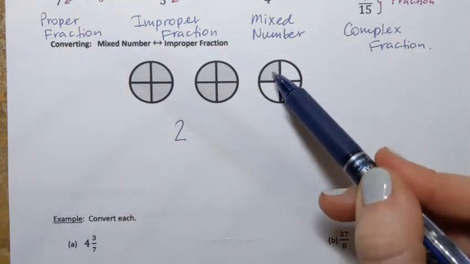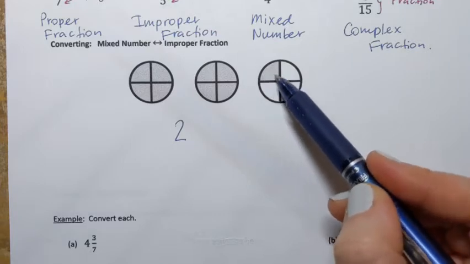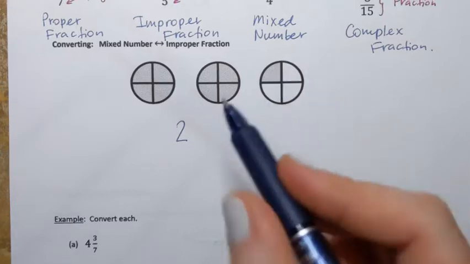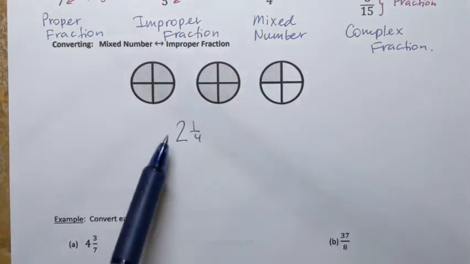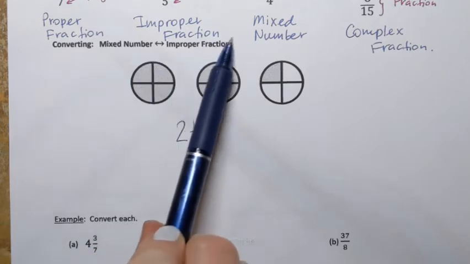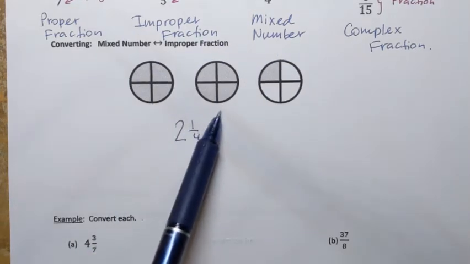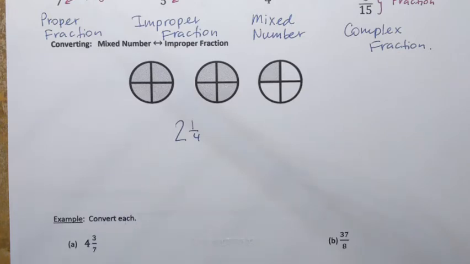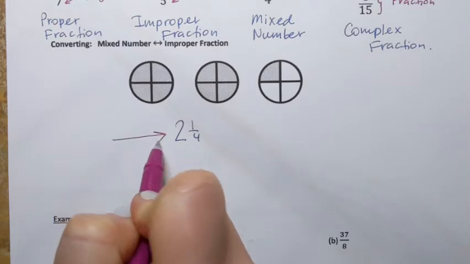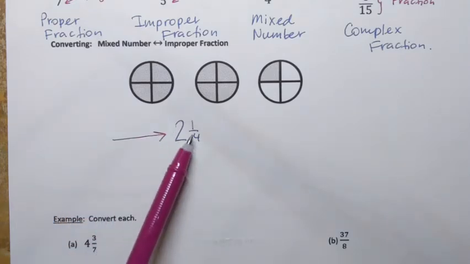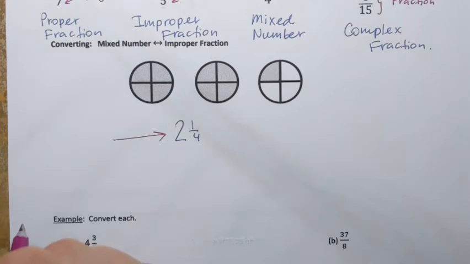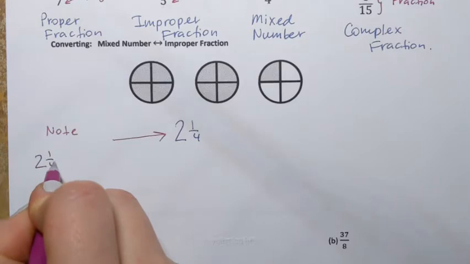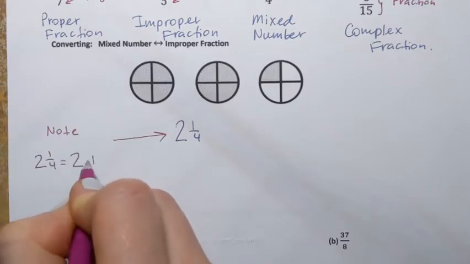And then how do we describe this portion? Well, that's one part out of 1, 2, 3, 4, out of 4, right? So this represents fraction 1/4. So this is how I can describe this picture using a mixed number, 2 and then 1/4. Right away, I'm going to make a note that when we look at the mixed number, we can also think about it in terms of addition. So 2 and 1/4 is the same as 2 plus 1/4.